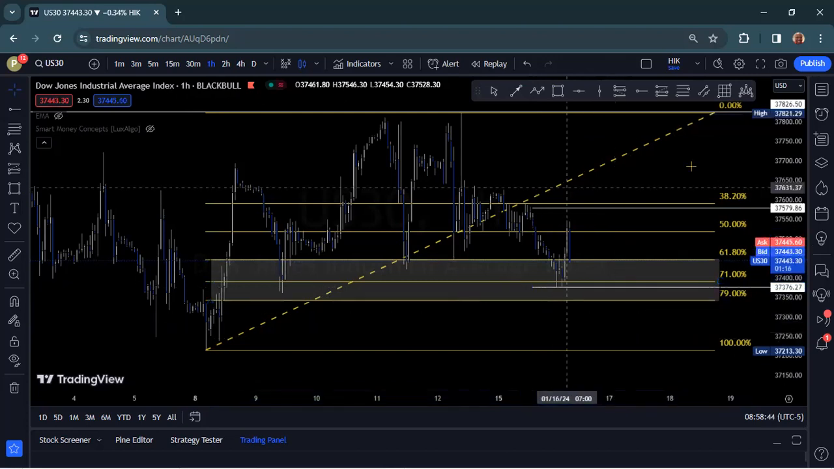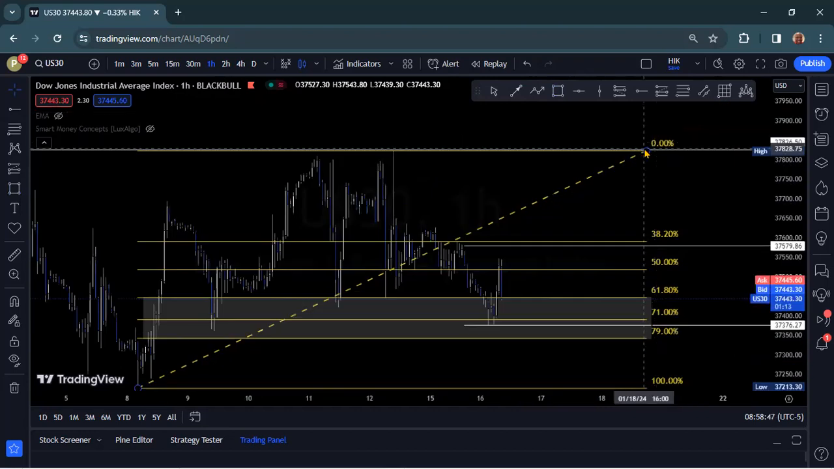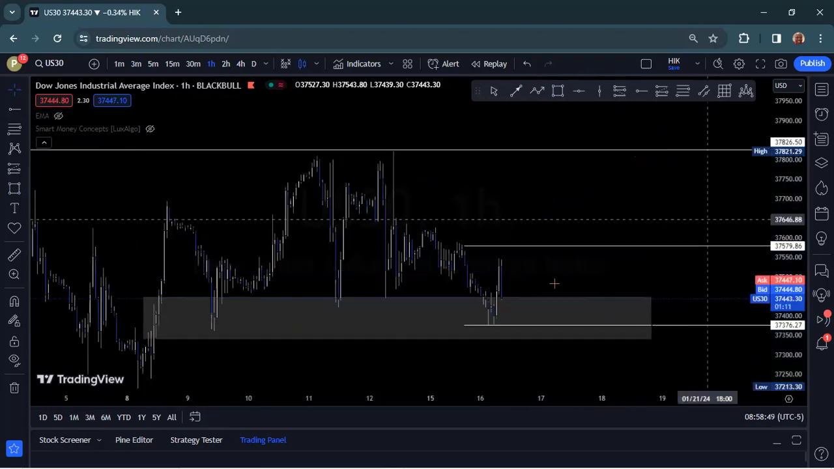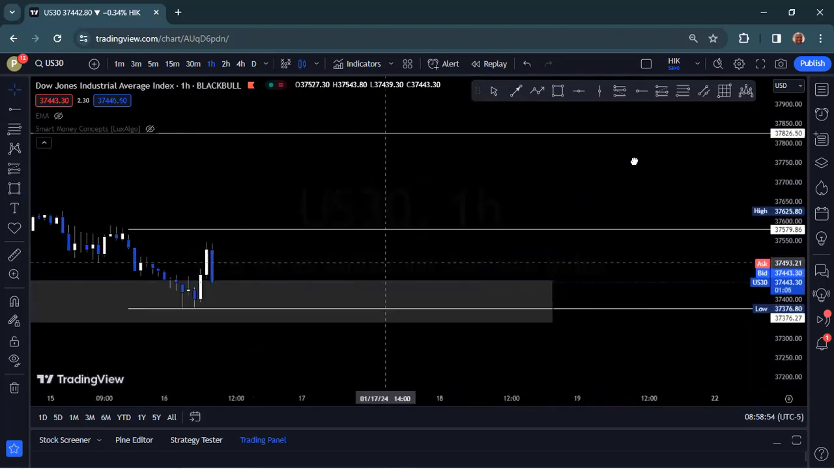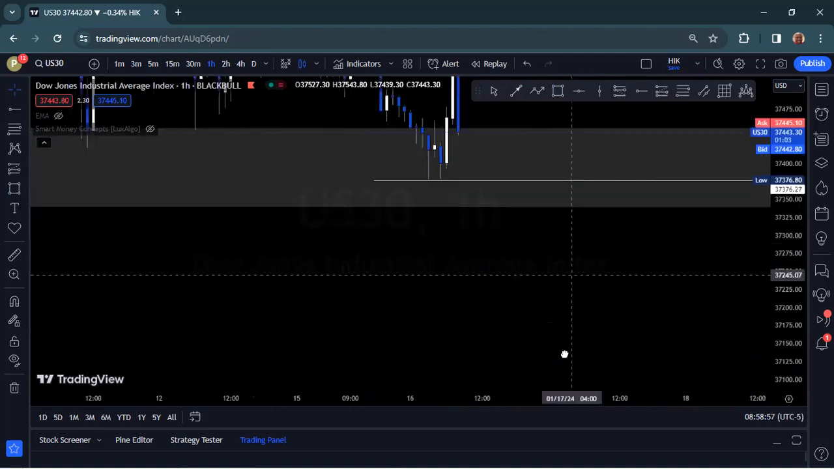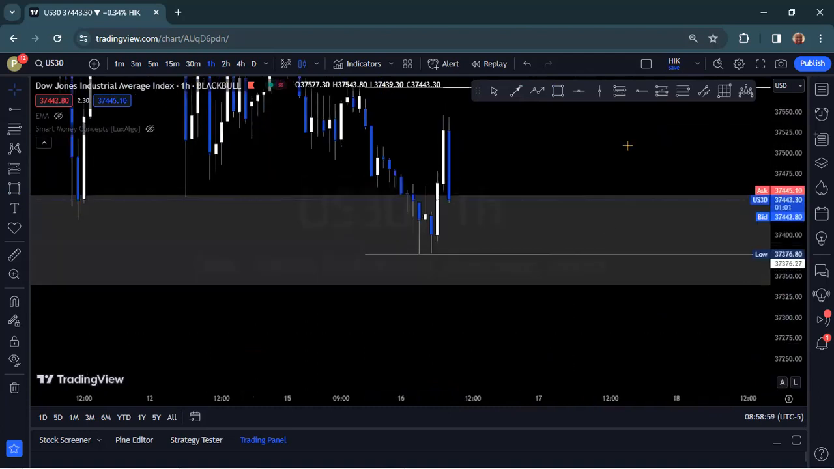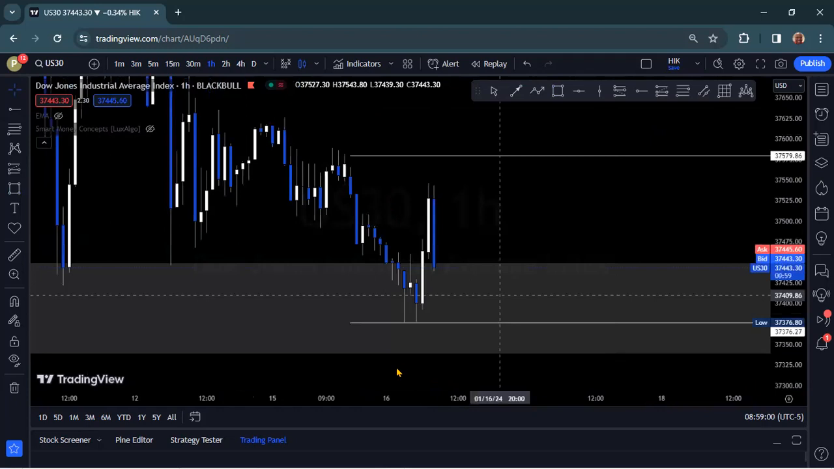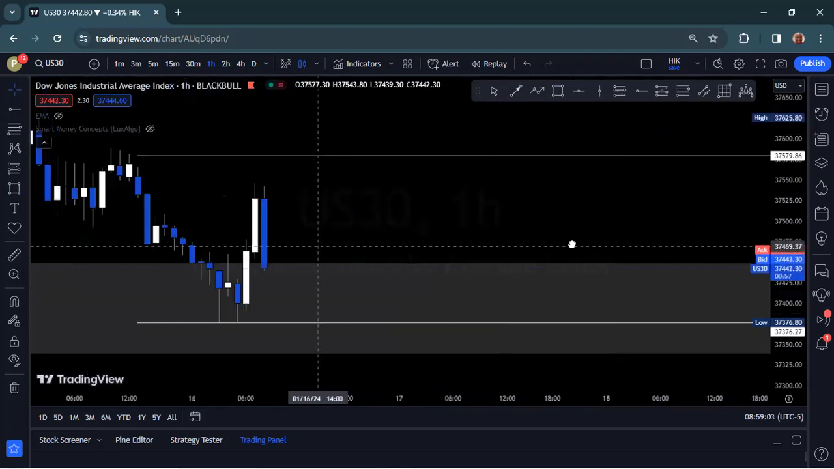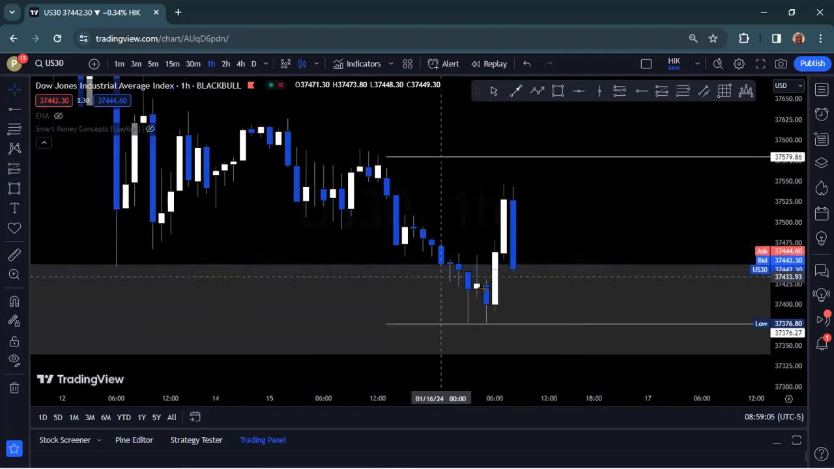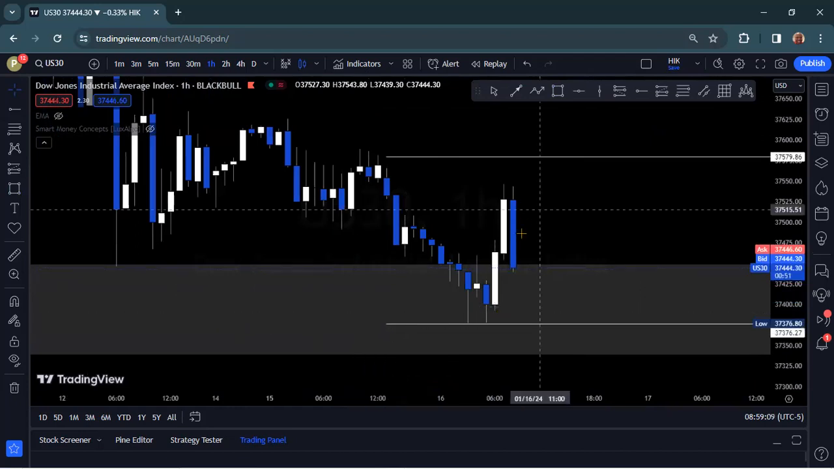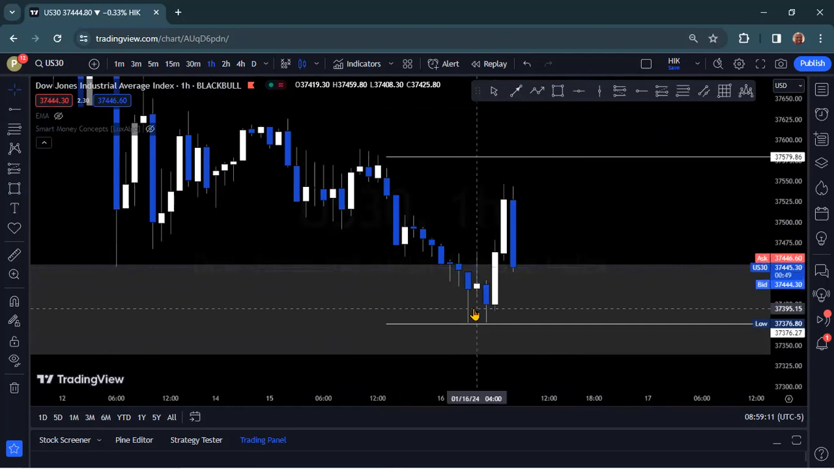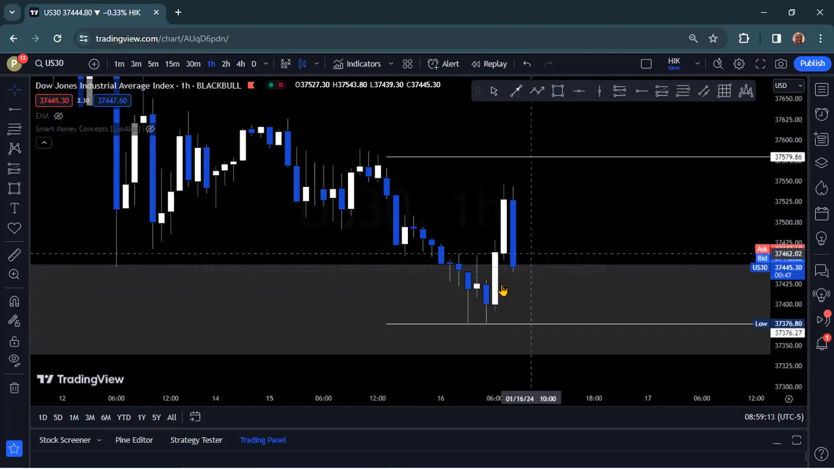So let me take off the fib and look what it's doing. It actually came into my sweet spot, and it looked like it wants to bounce off the sweet spot. So what we want to do is go down to a lower time frame, because this is my sweet spot and it hit the low and is bouncing off of the low. So I want to see if there's any buy opportunities here.